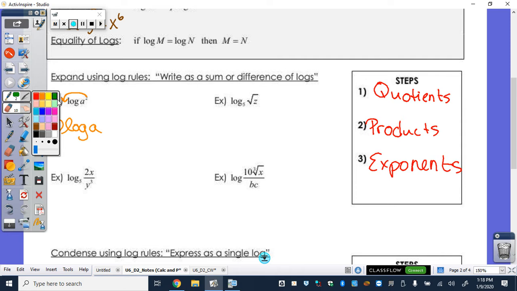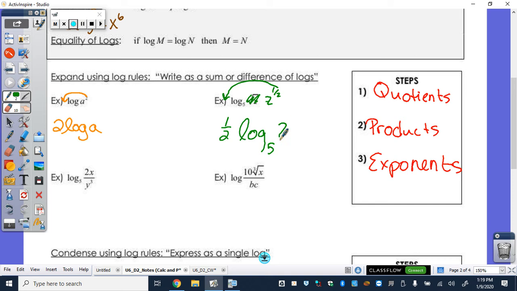So our next example, we have the square root of z. We need to rewrite that using the fraction exponent, so z to the 1/2, remember, is the equivalent of the square root, power over root. So now it's the same thing. We look at the z to the 1/2. There's no quotient. There's no product. This one is just an exponent again. So our exponent comes down in front. So we get 1/2 log base 5 of z. And then there's nothing else we can do for that one.